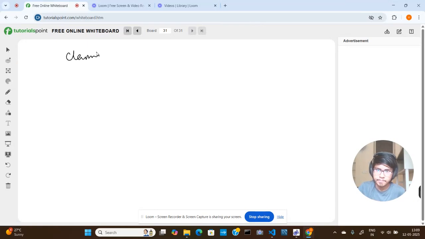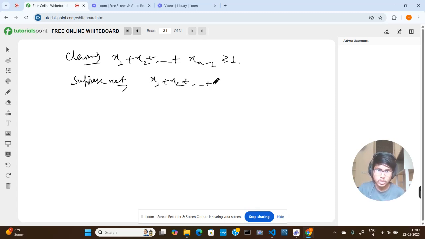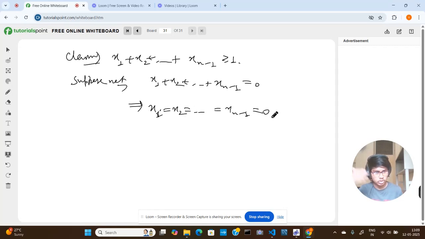Claim: x1 plus x2 and so on up to xn minus 1 is greater than or equal to 1. Suppose not. What does that mean? That will mean x1 plus x2 and so on up to xn minus 1 should be equal to 0, and that will mean all the xi's, that is x1 equal to x2 equal to so on up to xn minus 1, all of them are equal to 0, and xn is greater than or equal to 2. Now, can this happen? Let's check.